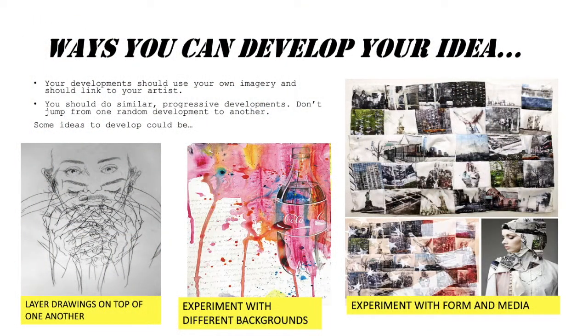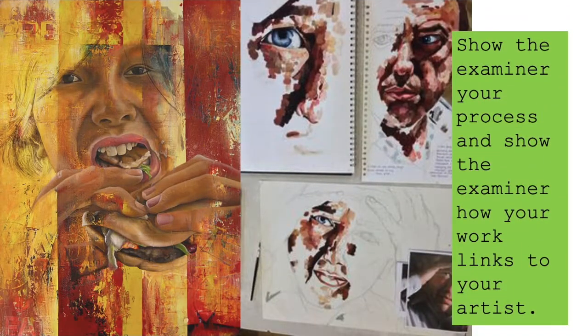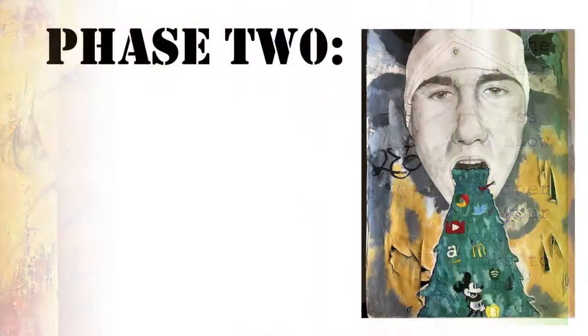These are different ways you could develop and refine your work. You need to use your own imagery and it should link to your artist. You should do similar progressive developments. Don't jump from one random development to another. Remember, mind the gap. Layer drawings on top of each other. Experiment with different backgrounds or with different forms and media. Show the examiner your process and show the examiner how your work links to your artist.